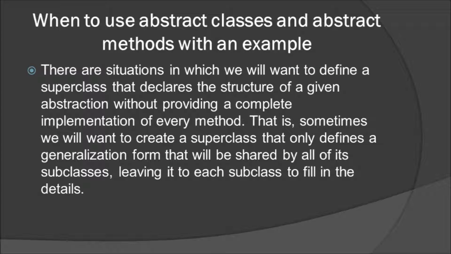When to use abstract classes and abstract methods, with an example. There are situations in which we will want to define a superclass that declares the structure of a given abstraction without providing a complete implementation of every method. That is, sometimes we will want to create a superclass that only defines a generalized form that will be shared by all of its subclasses, leaving it to each subclass to fill in the details.